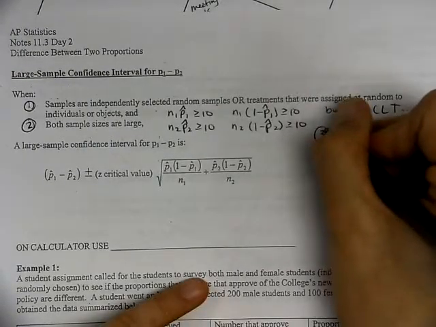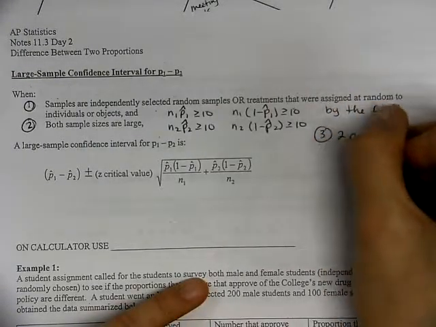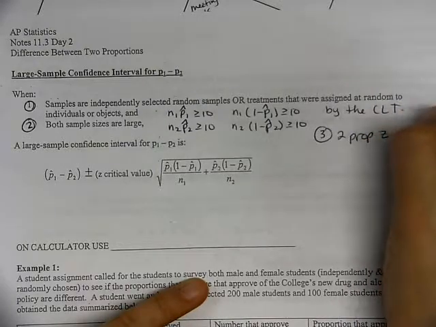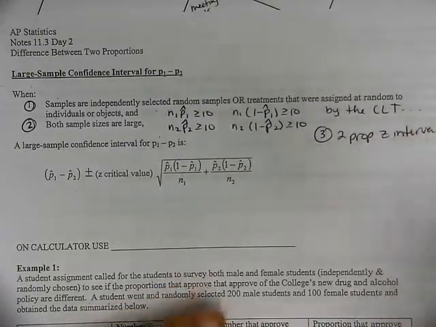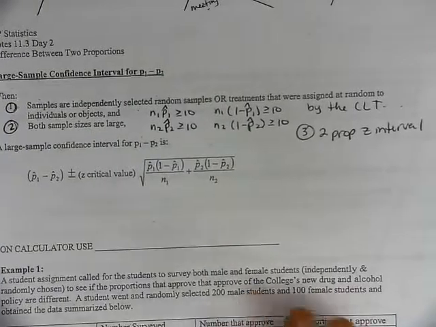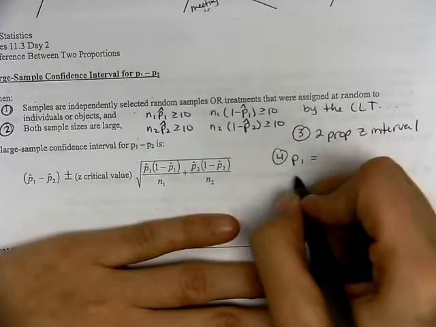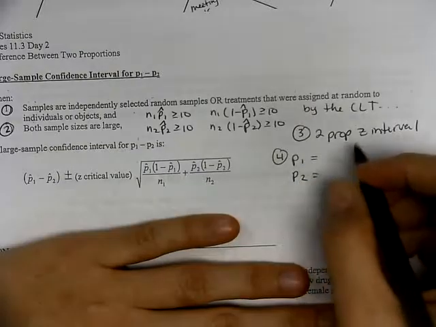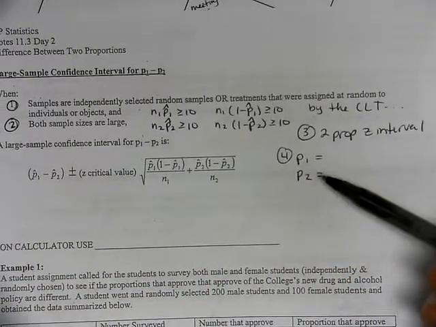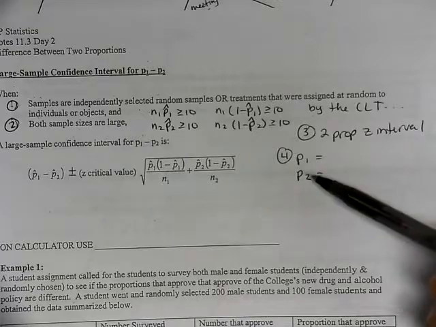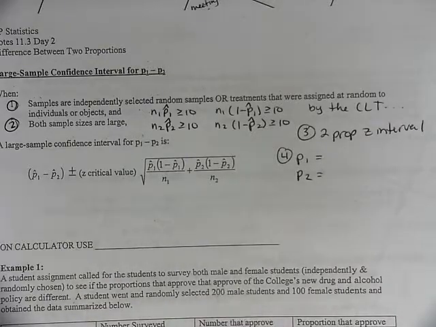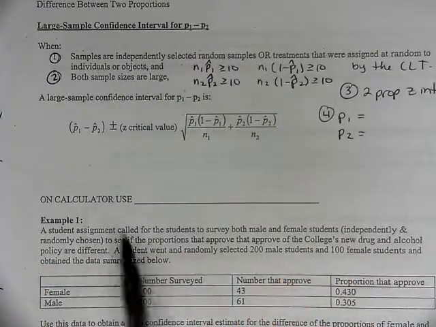Condition 3, this is going to be a 2 proportion Z interval, and I'll show you where that is on the calculator. And then condition 4, you're still going to want to define proportion 1, proportion 2. And again, it doesn't matter which one's which, just know that whatever one you pick first, it could matter in your actual interval. So here's our formula.